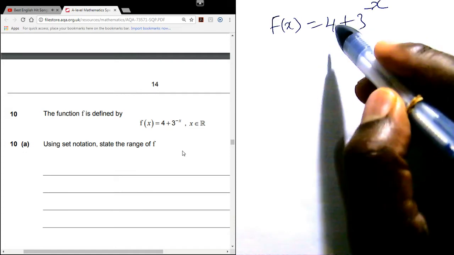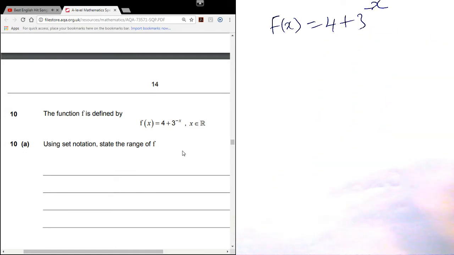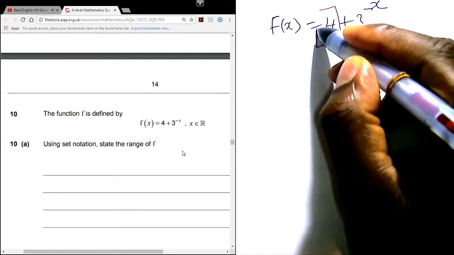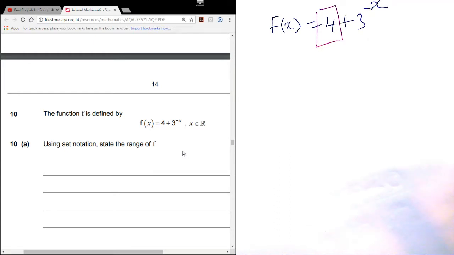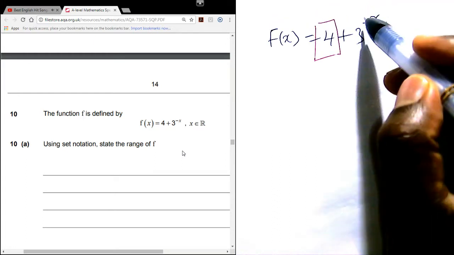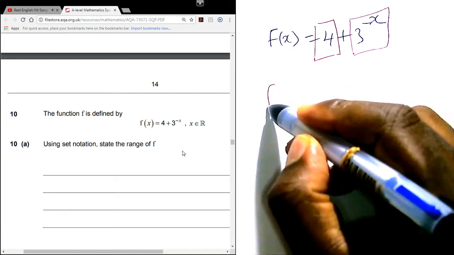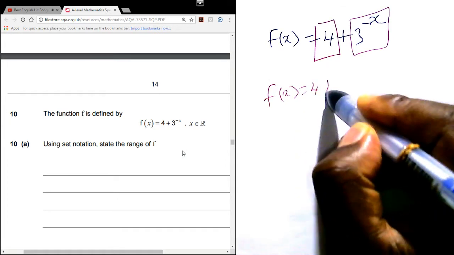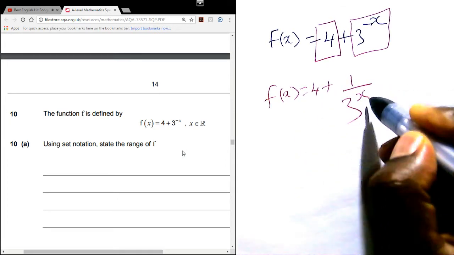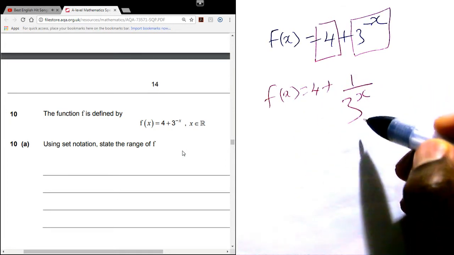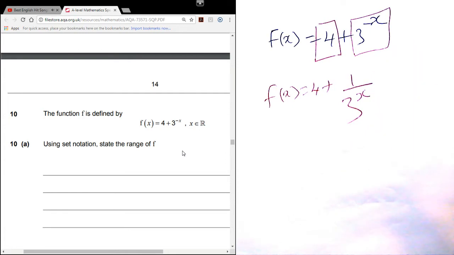There is nothing impossible about 4. 4 is 4, whether you like it or not. So 4 is okay. But are there some impossibilities with this guy here? Well, maybe that will not be too obvious yet until I rewrite it. So let's rewrite this as 4 plus 1 over 3 to the x. Do you agree that 1 over 3 to the x is the same thing as 3 to the negative x? Okay, so now it's beginning to make some sense.